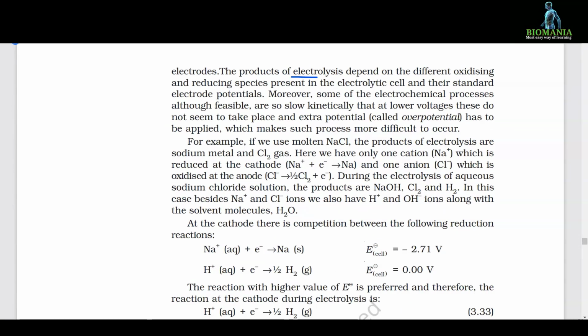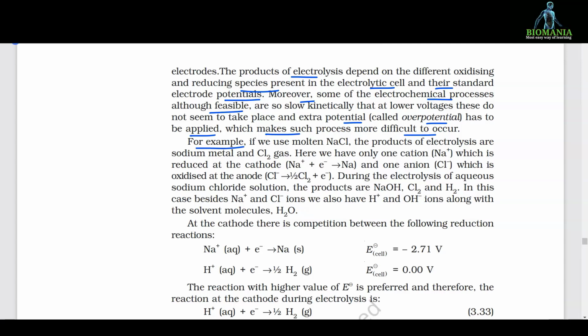The product of electrolysis depends on the different oxidizing and reducing species present in the electrolytic cell and their standard electrode potentials. Moreover, some of the electrochemical processes, although feasible, are so slow kinetically that at lower voltages they do not seem to take place, and an extra potential called overpotential has to be applied, which makes such processes more difficult to occur.